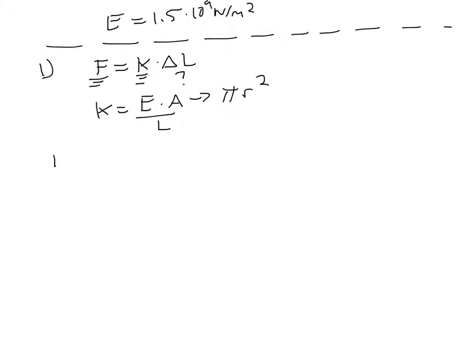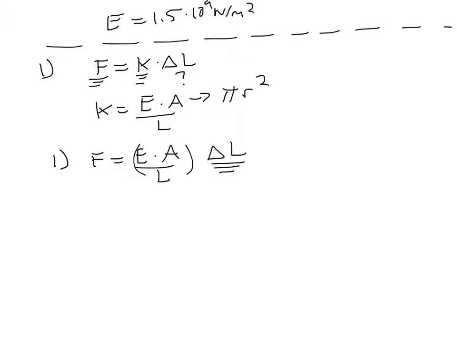We'll expand equation 1 with our variables for K. So we have the force is equal to the modulus of elasticity times the area of the tendon divided by its length, so that's K, times its change in length. This is what we want to solve for. We want to solve for the change in length.